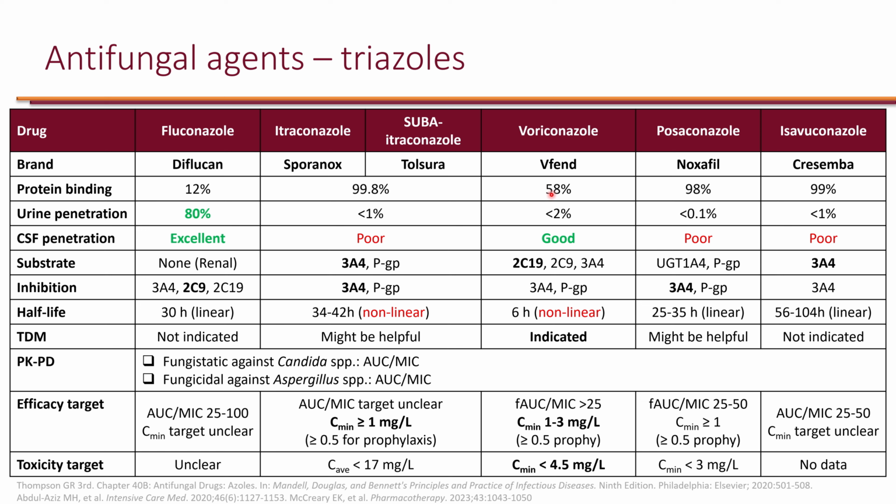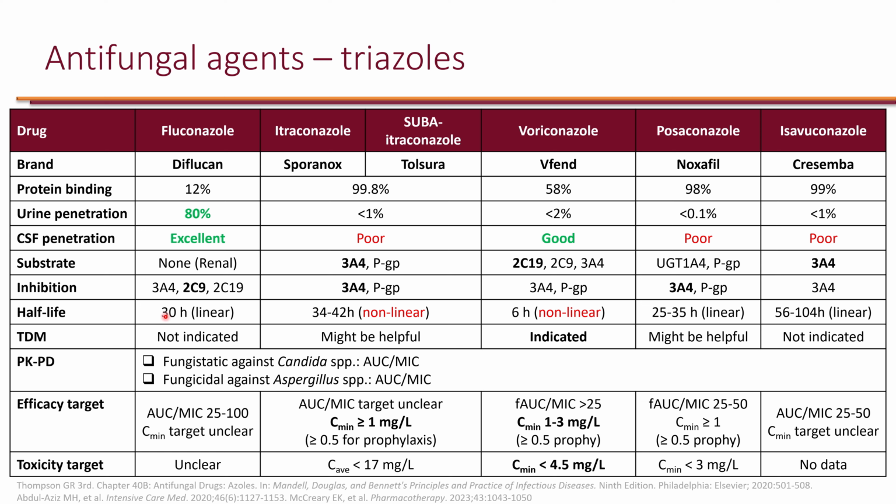Voriconazole, compared to the other ones, also has lower protein binding, and also has good CSF penetration. When it comes to drug interactions, fluconazole is not the biggest interacting triazole. It's not the substrate of any of the CYP enzymes, and it has moderate inhibition of CYP enzymes. So although it can affect some drugs, in general, it doesn't cause a lot of drug-drug interactions. It does have a long half-life of about 30 hours. So it does take some time to get to a steady state, but then levels stay pretty steady.